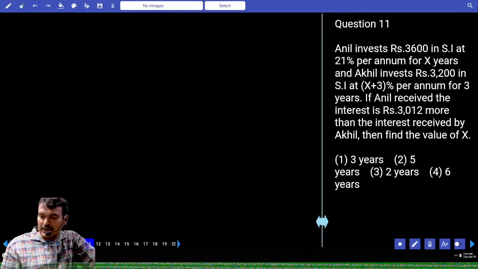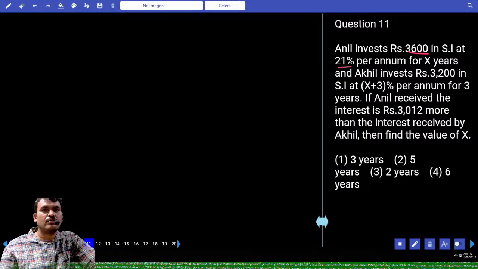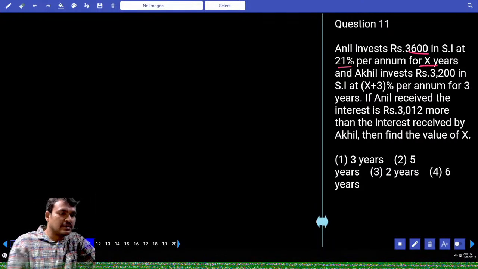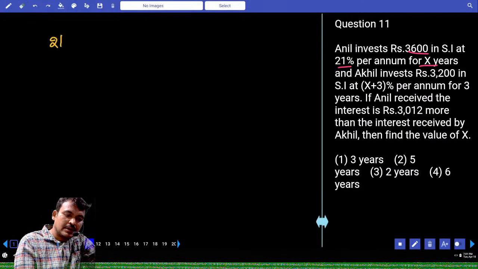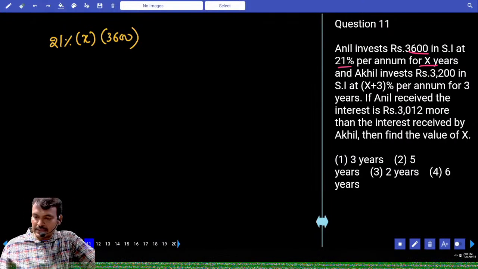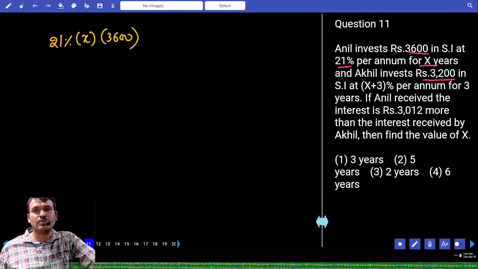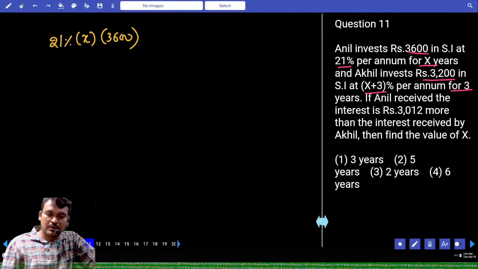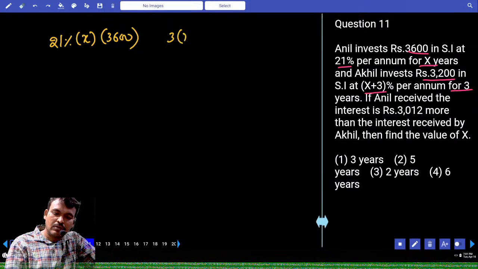What is the first person here? Anil. What is the Anil principal? 3,600. Rate of person 21%. Time period x years. Then 21% into x of which value? 3,600. It is interest of Anil. Next, what is the Akhil principal value? 3,200. Rate of person x plus 3. Time period 3 years. Means interest value 3 into x plus 3% of which value?